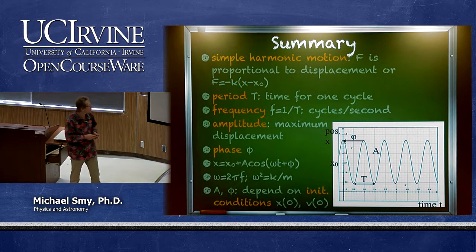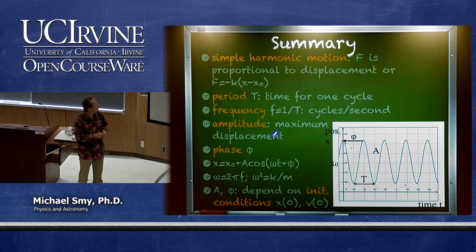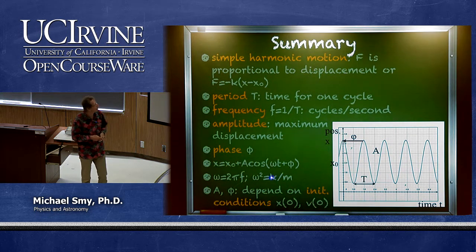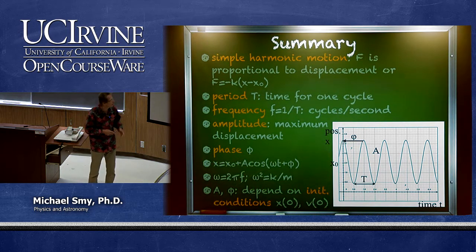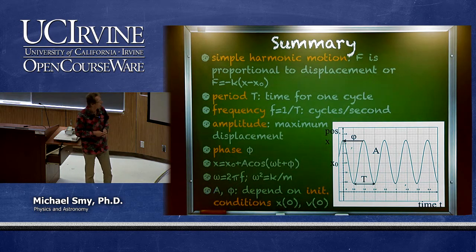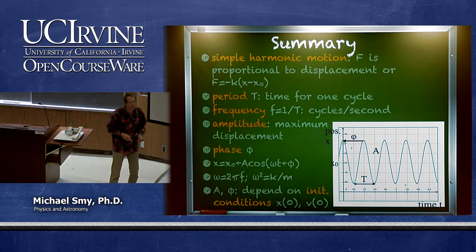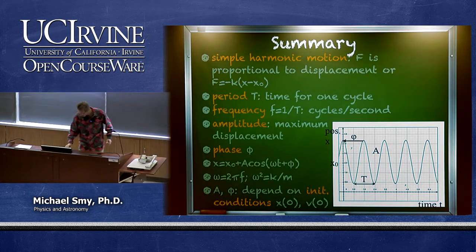Omega is the angular frequency, which is 2 pi times the frequency. And omega squared is given as the ratio of k over m, where k is the spring constant and m is the mass. And A and phi depend on the initial conditions, meaning what is the displacement at time equals 0 and what is the velocity at time equals 0.